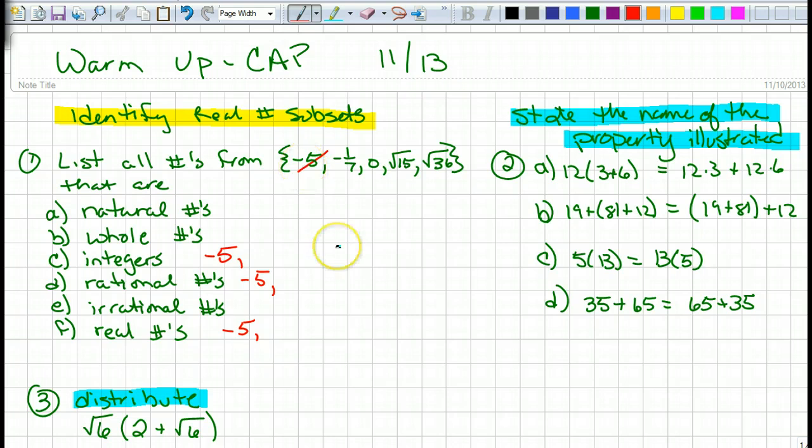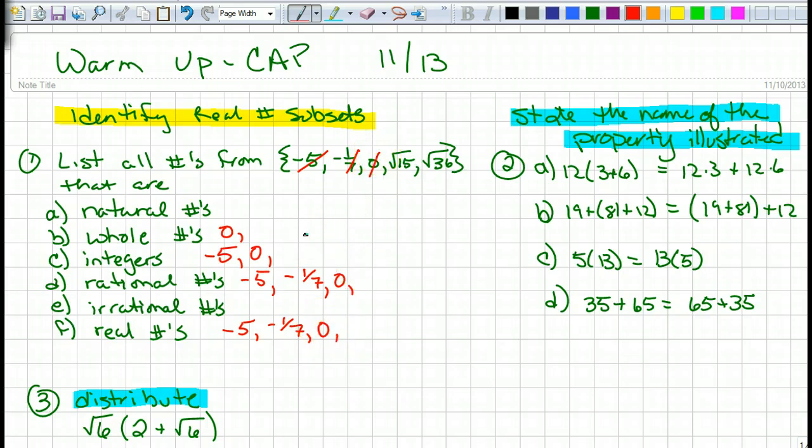How about -1/7? Rational. That's going to be a rational. It's a fraction. And it's also a real. 0. Whole. Yes, it's a whole number. Integer. It's an integer. Rational. Yes, rational and real.